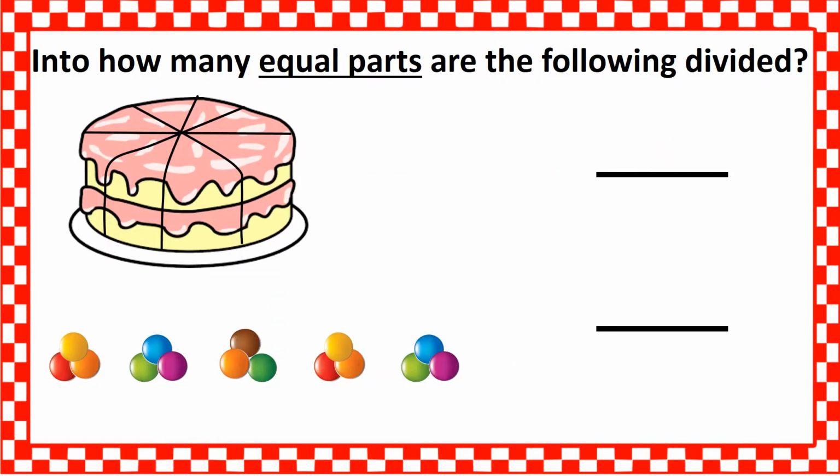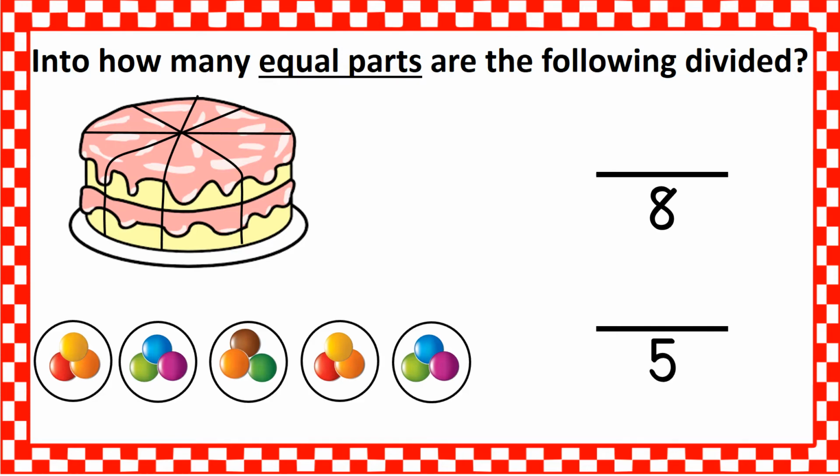Into how many equal parts are the following divided up into? Quickly count the slices of the cake. Do you know what the bottom number will be? If you counted 8 slices, you are correct. Let's look at the Smarties. In how many equal parts were the Smarties divided up into? Please don't say 3. Each child will get 3 Smarties, but how many equal groups are there? There's 5 groups.